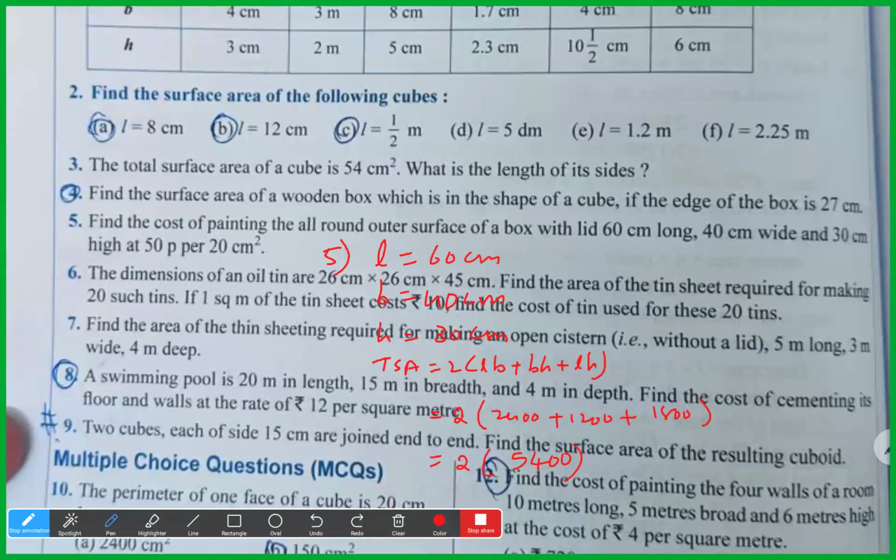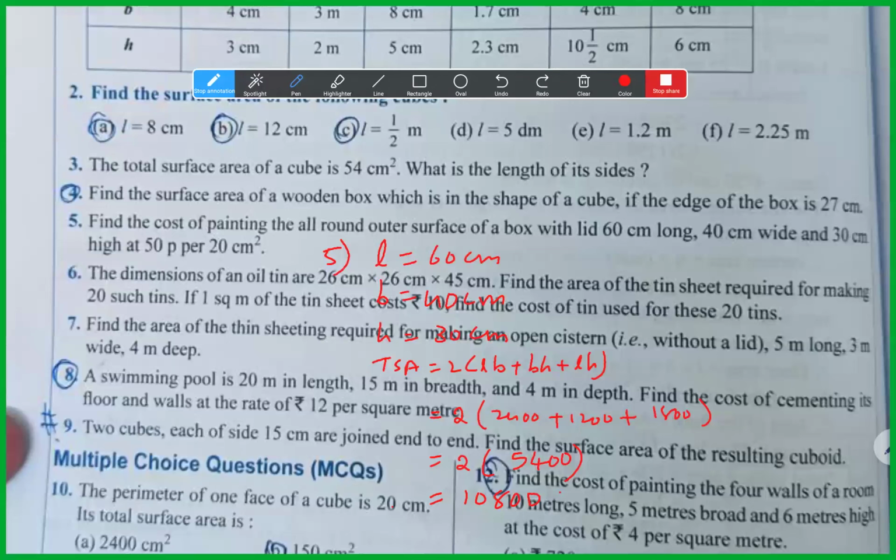Yes, Manisha. And then TSA equals 2 into the sum. They didn't ask us to find it, we should only get the idea, because they're painting all around the outer surface of the box. All around the outer surface of the box means what? The complete TSA, total surface area, they're painting. So how much area they're painting, we are finding out first. So 2 into 5400, which is 10,800. Yes, Pranavi. So this much centimeter square of area they are painting in total.